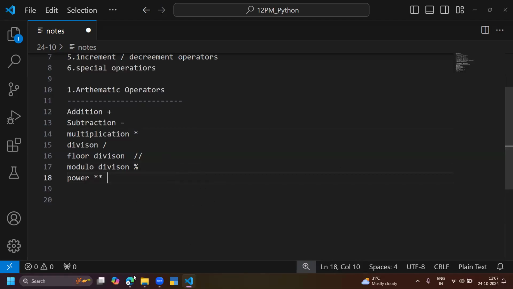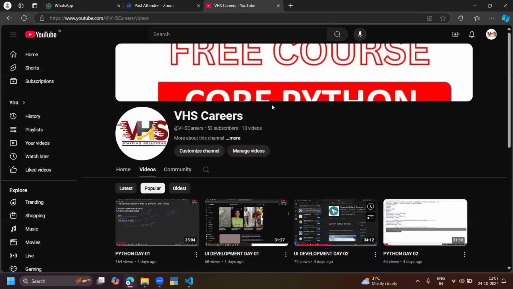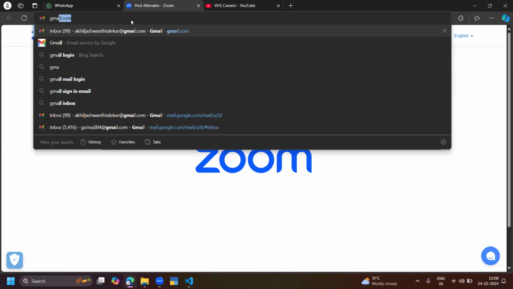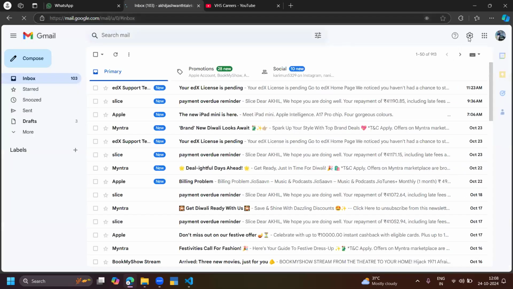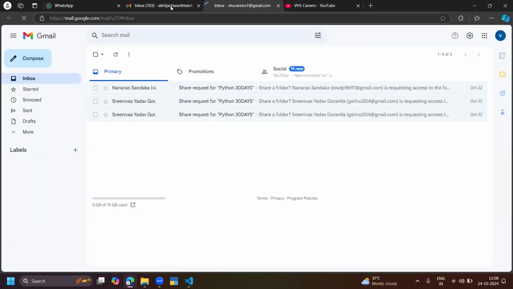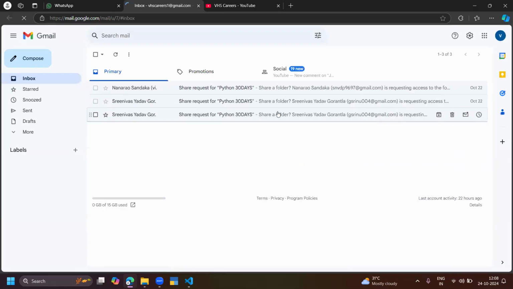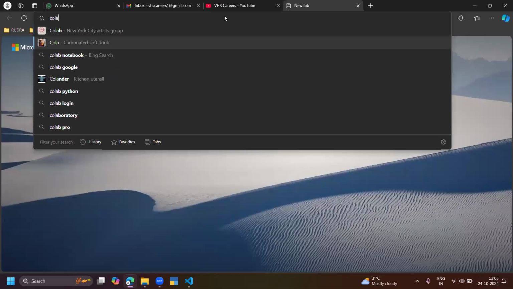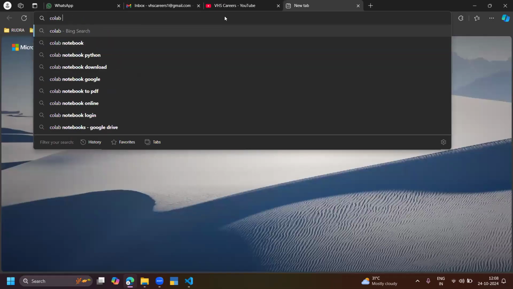Okay, so today what I want to do is create a file in your drive. I already created one drive for you guys. So let me create a Jupyter Notebook cloud file. We'll go with the cloud now. Okay, so this is the cloud I just opened here, Google Colab notebooks. Let me create a Google Colab.